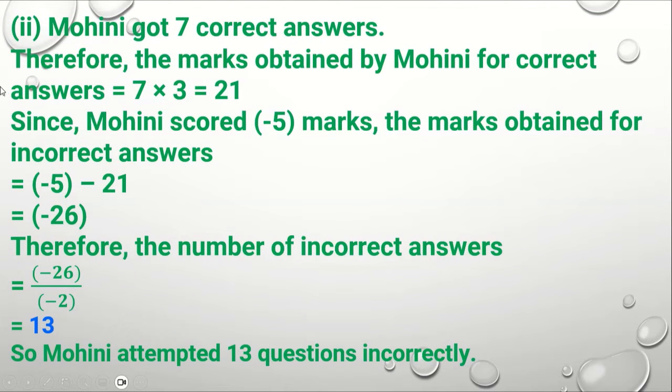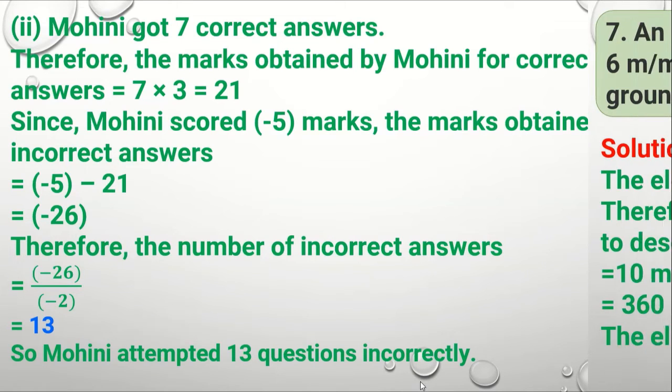Mohini got 7 correct answers. Therefore, the marks obtained by Mohini for correct answers are 7 into 3, that is 21. Mohini secured minus 5 marks. The marks obtained for incorrect answers are minus 5 minus 21, that is minus 26. Therefore, the number of incorrect answers is minus 26 upon minus 2, that is 13. So Mohini attempted 13 questions incorrectly.